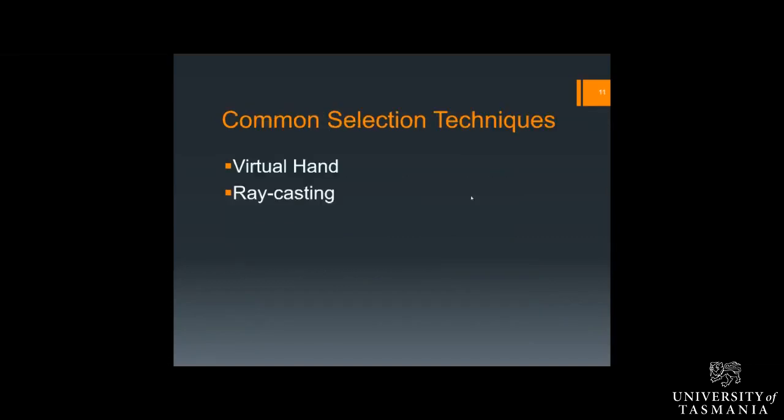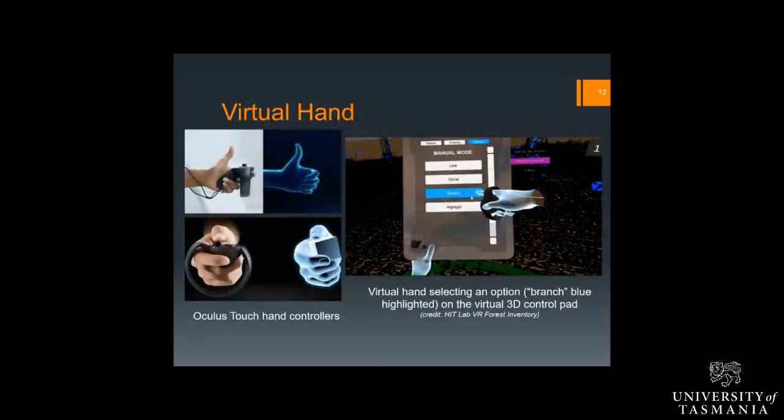So the common selection techniques in VR are quite intuitive. You have a virtual hand, you have ray casting. So the virtual hand is like this. You've been to the practical, you will get to see your hands inside a 3D environment. This is one of our VR application projects that we did for a forestry project. I'll talk about that in the subsequent lecture.